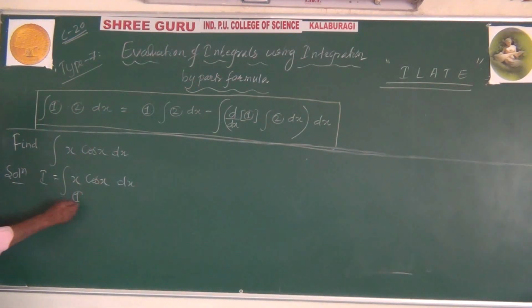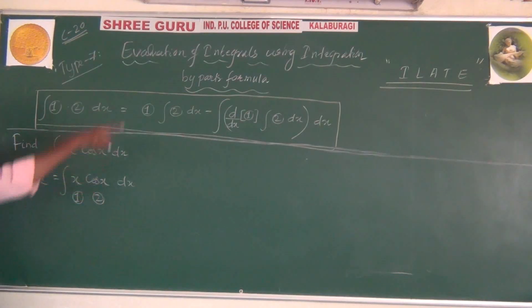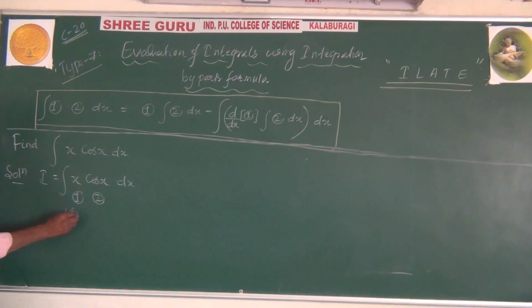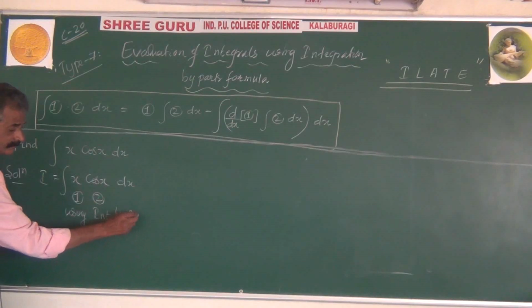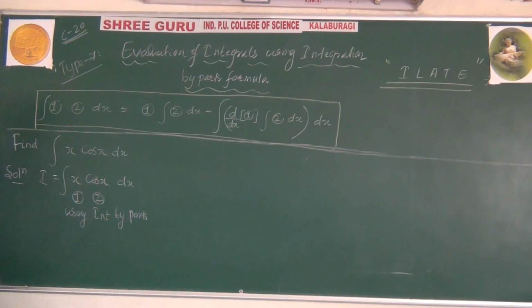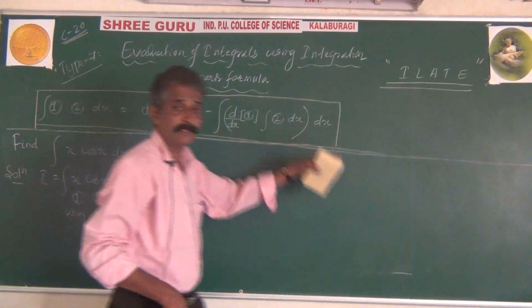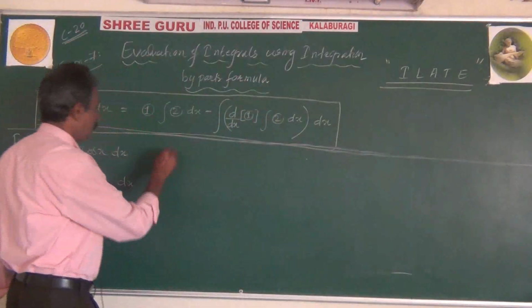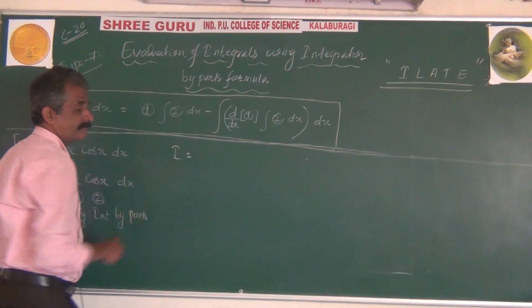First function x, second function cos x, because of the rule I laid. At once, using or applying integration by parts. Using integration by parts formula, write according to the by parts formula scheme. So now I becomes as.